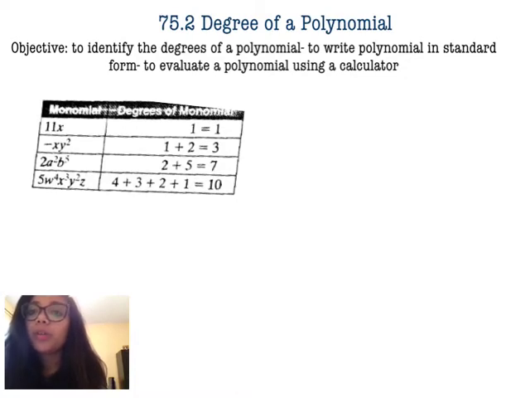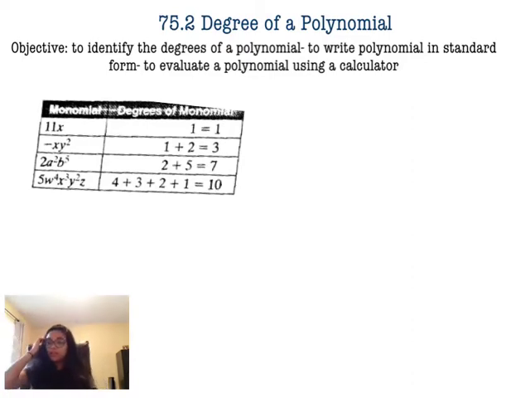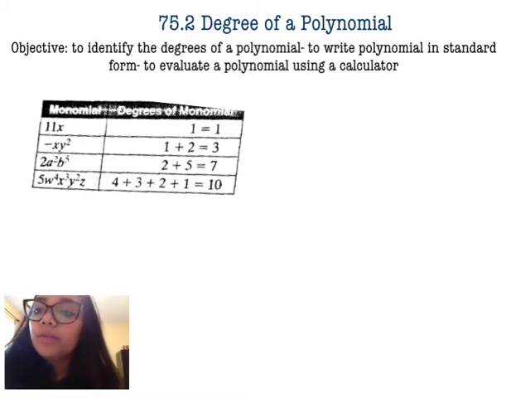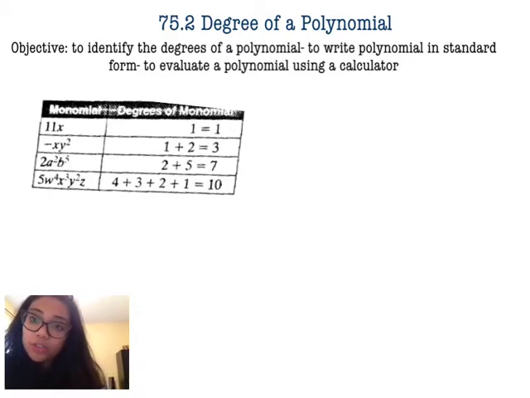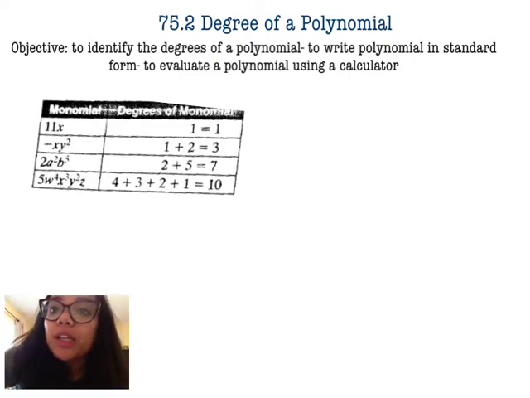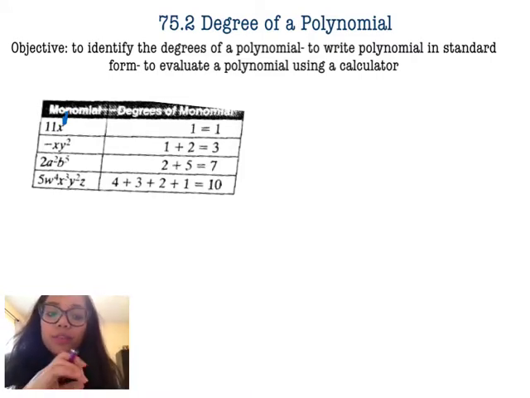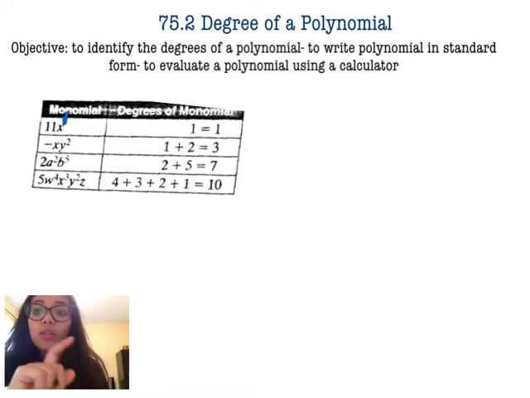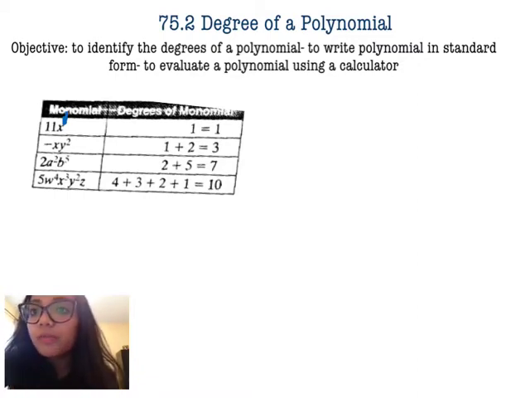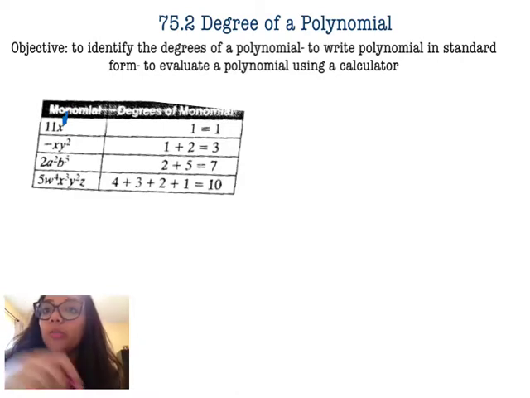Monomial, degrees of monomial. So to find the degrees of a monomial, you just have to look at the exponents. So if you look right here, the easiest way for me to show you is just examples, and I know sometimes it's kind of boring, but that's the easiest way for me to show you. So the monomial is 11x, and there is an imaginary 1. Anything that doesn't have an exponent is automatically raised to 1, because it's just x by itself. Okay, so that means the degree of the monomial is 1.